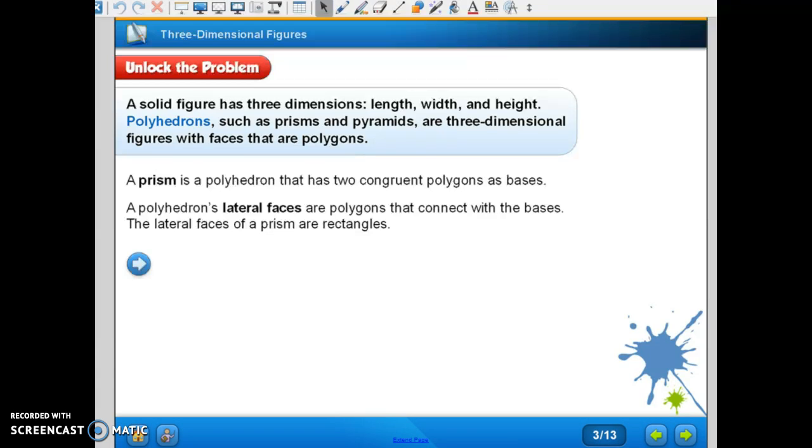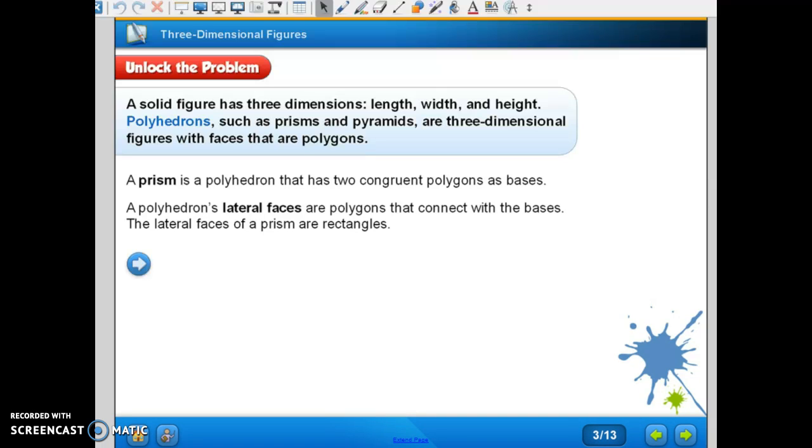A solid figure has three dimensions: length, width, and height. Polyhedrons, such as prisms and pyramids, are three-dimensional figures with faces that are polygons. A prism is a polyhedron that has two congruent polygons as bases. So it would be something like this. They're hexagonal on the ends. Okay, those are the bases where my fingers are.